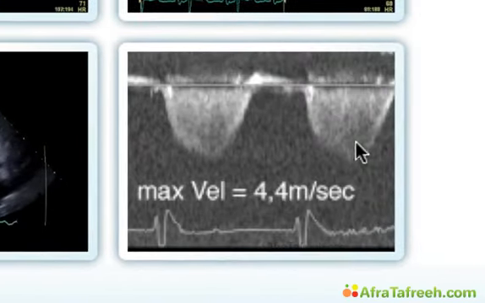And finally, this is from a patient who has mitral stenosis. We see that this patient also has pulmonary hypertension, very severe pulmonary hypertension with a velocity of over 4 meters per second.